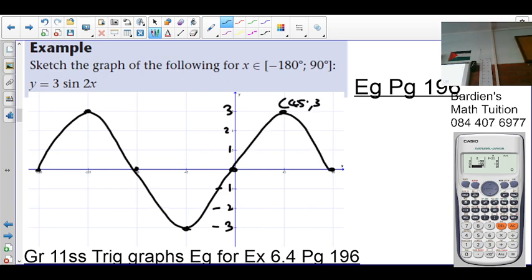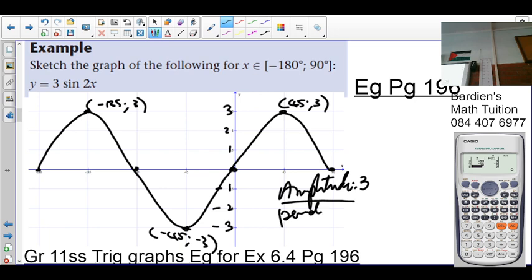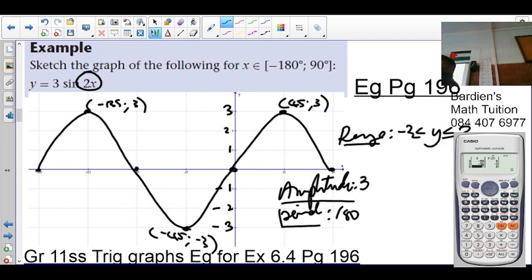That is 45 and 3, negative 45 and minus 3, negative 135 and 3. What's the amplitude of this graph? 3. Period, the time taken to complete one full cycle. It's normally 360, divided by 2 is 180. The range of this graph is from minus 3 to 3. What is the other question we asked? Period, amplitude, the range, and domain. Domain is x is greater than or equal to negative 180, but less than or equal to 90. And there we go. Easy, no?